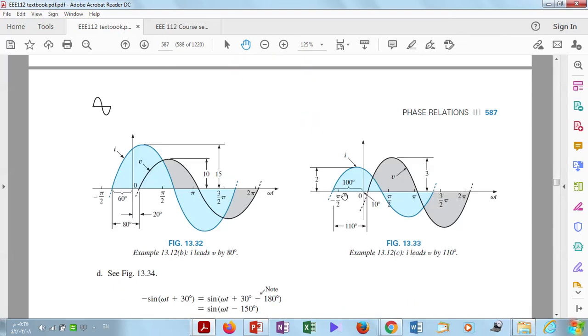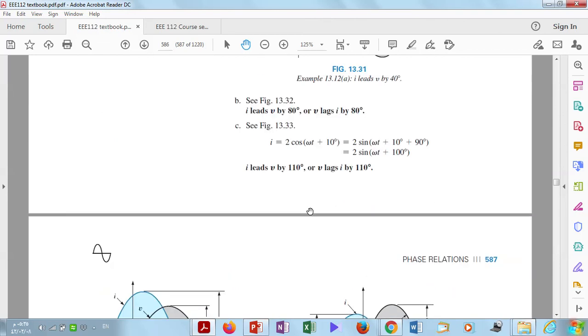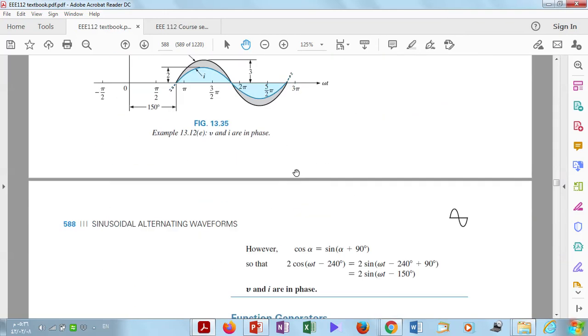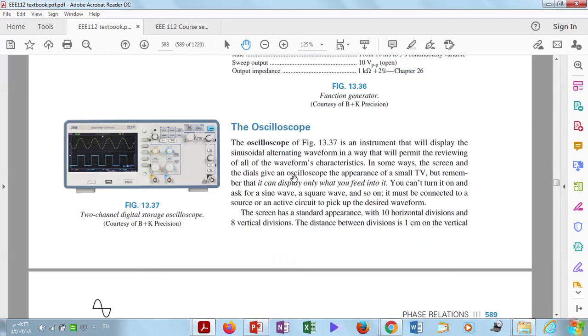Now, what is the shift between them? Here 100, here 10, the total is 110. The shift between them. Who is leading the other? Here the current reached the 0 and the voltage reached the 0. This means I leads V. Let us go to the answer: I leads V by 110 degrees. Please go through the other parts to solve the question.